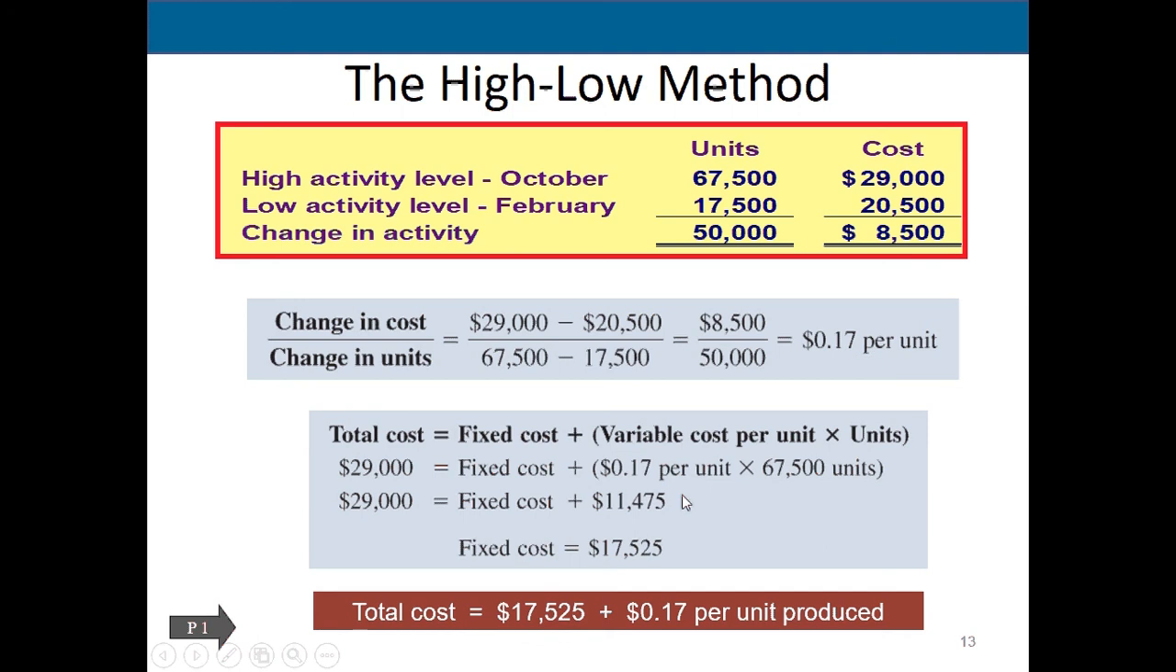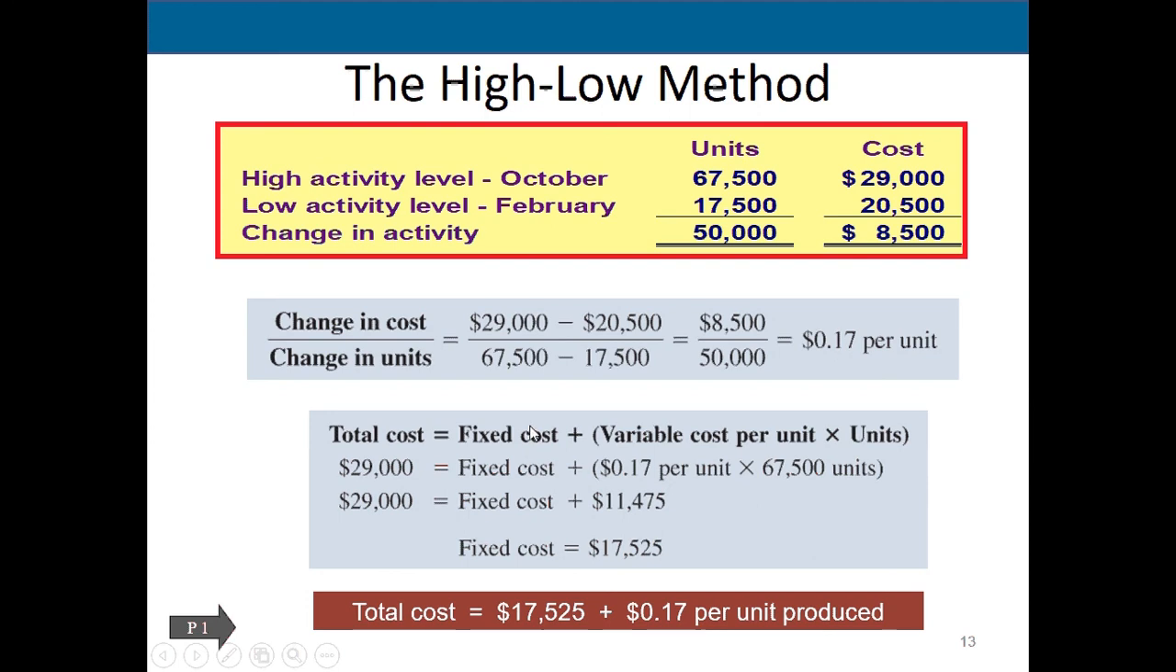Okay, so now let's continue the problem. 17 cents per unit represents our variable cost. Do you remember what it was in the scatter diagram? It was 20 cents per unit, right? So you could do the rest of this the same way. I just like high-low better because it seems like it's a little bit more real.